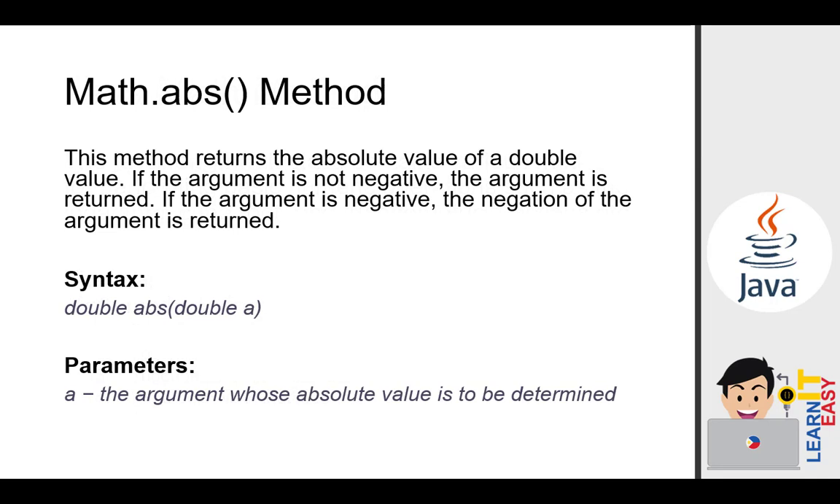Okay, the first math method na pag-uusapan natin is the absolute method. This method returns the absolute value of a double value. If the argument is not negative, the argument is returned. If the argument is negative, the negation of the argument is returned.